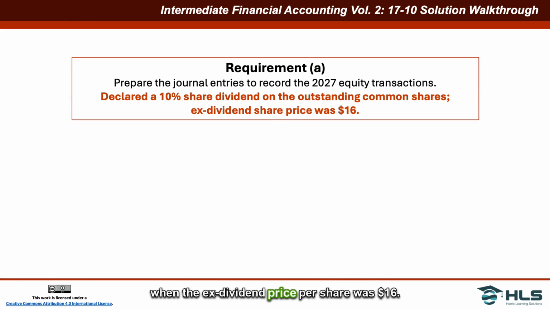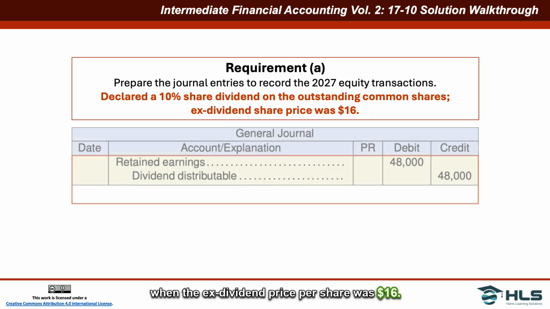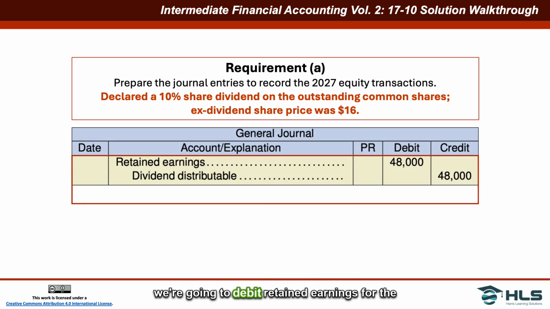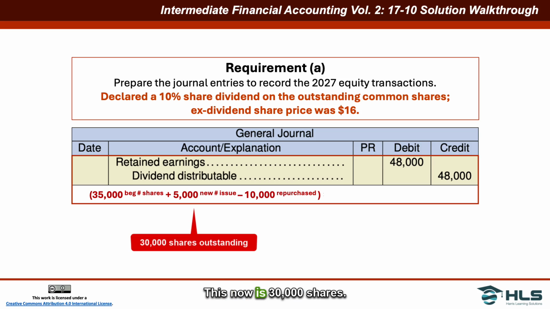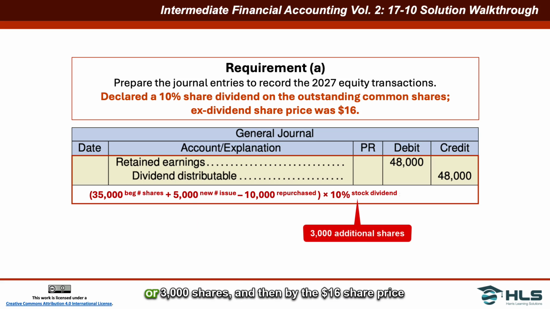when the ex-dividend price per share was $16. To record a share dividend, we're going to debit retained earnings for the number of shares that are outstanding, multiplied by the size of the stock dividend, and then the current share price. So the company started with 35,000 shares, it issued 5,000 additional shares, and then in the last transaction repurchased 10,000 shares. This now is 30,000 shares. We multiply that by the 10% stock dividend, or 3,000 shares, and then by the $16 share price to give us a total of $48,000.